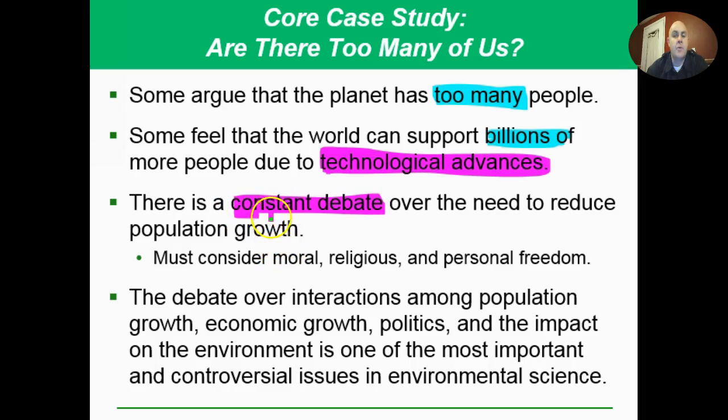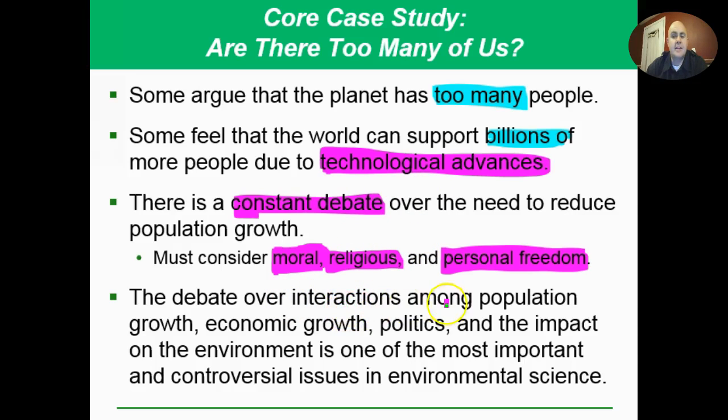But we do know that if we want to reduce the population in any way, shape, or form, we're going to have to consider lots of factors. We can't just say you can have so many babies or you can't. What moral implications are there in asking people to have fewer children or change the way they go about creating their families? What religious implications are there? And then what kind of personal freedoms do people have? Do you have the personal right to choose how many children you should have? Do you have those reproductive rights? And these are questions that are being asked around the globe, and people are handling those questions differently depending on what country you're in.